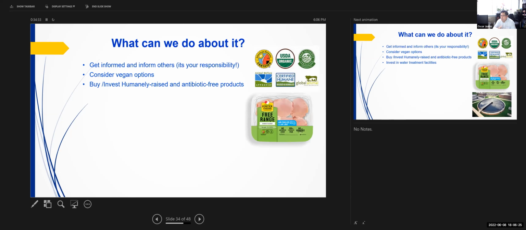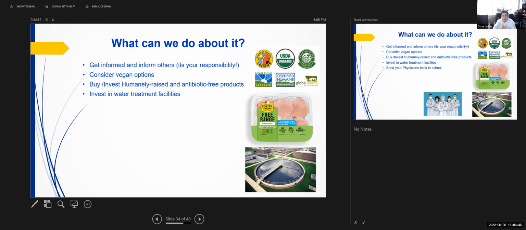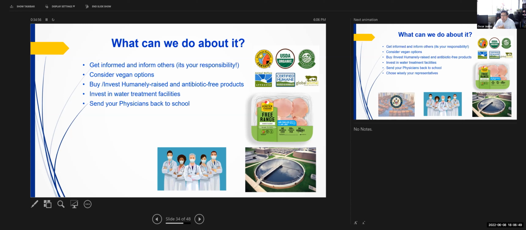These are some examples of what I do. I actually walk the walk, and I buy these products for about 10% extra of the price of what you would get from Purdue Farms or whatever, one of these evil companies. I actually go and see these brands, and the quality is better. Anyway, we need to invest in water treatment facilities. And I'm hoping that I'm not offending anybody.